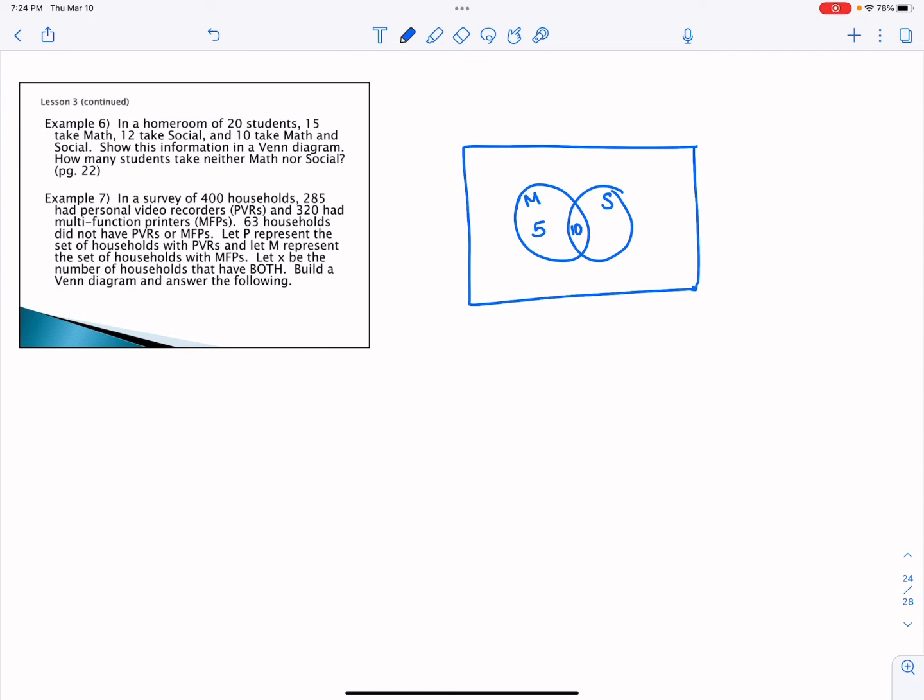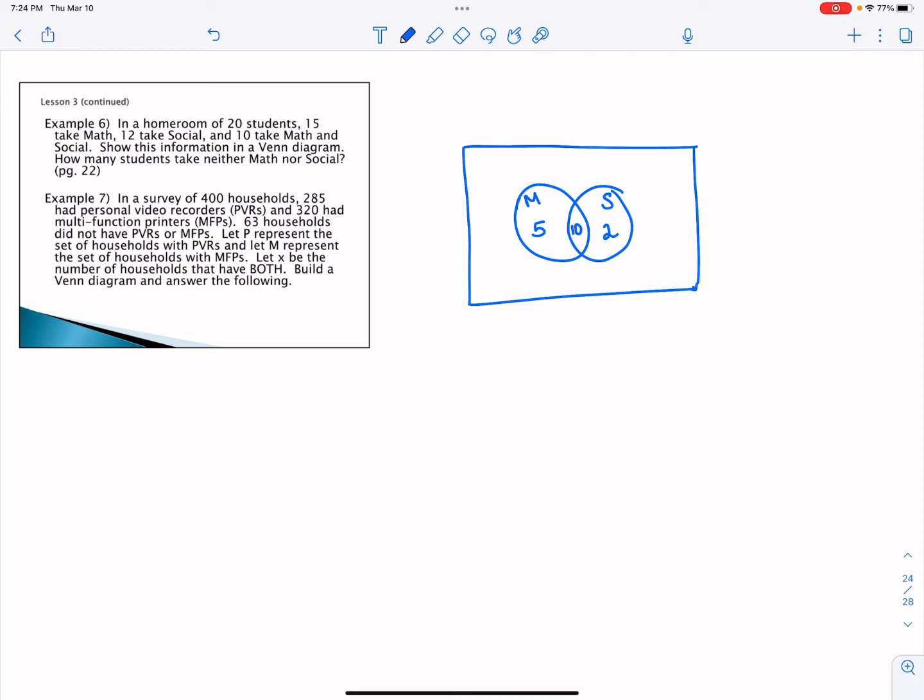The other piece of information we were given is that 12 students, in fact, were taking social studies. So 10 of them are taking math and social, which means an additional 2 students are only taking social studies. So we know the 10 that's overlapping plus the 2 that's in that social studies bubble in our Venn diagram give us the total of 12 for social.